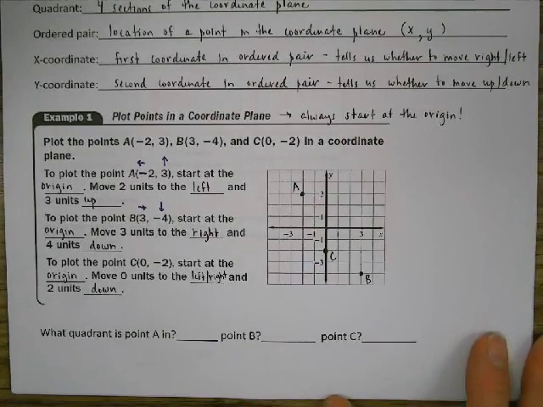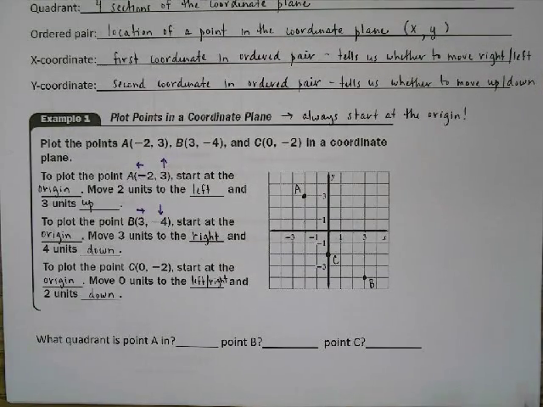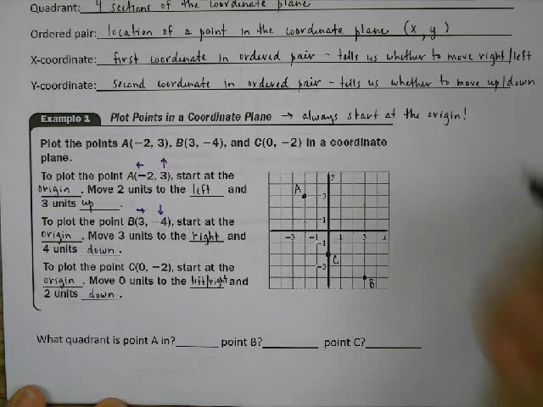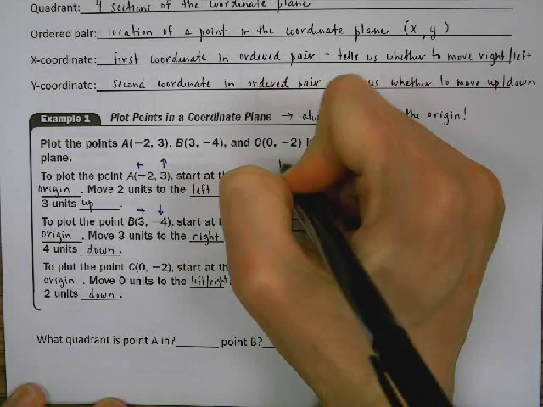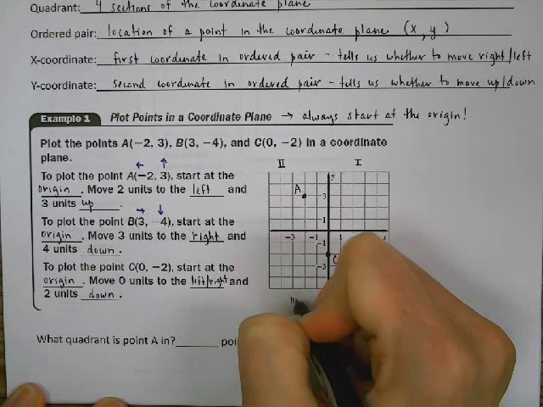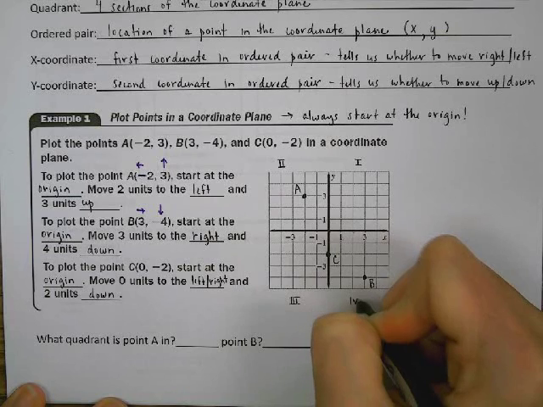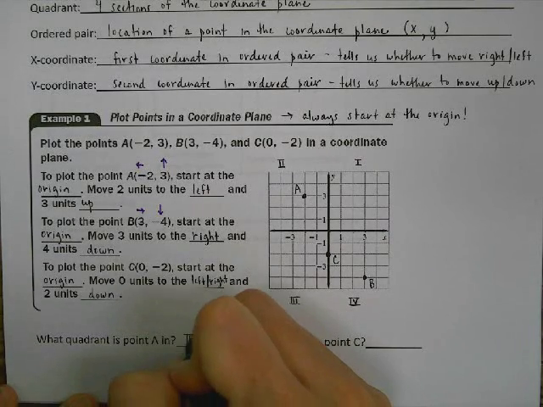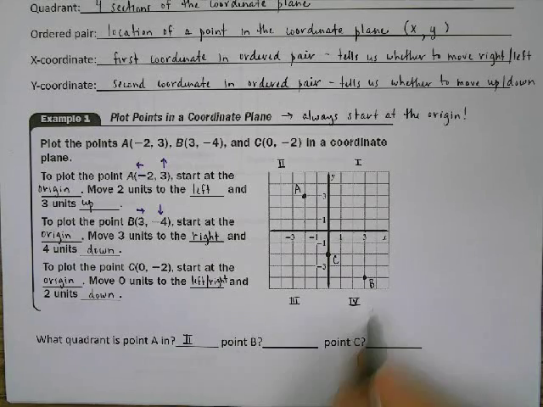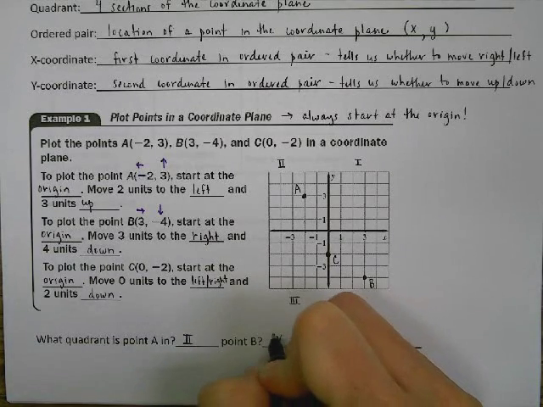Now there's a couple questions down here asking us what quadrant these points are in. So we have to remember, back up to the top, remember we said to label our quadrants. We start on the top right, and then we go counterclockwise. So 1, 2, 3, and 4. So point A, we can see is in quadrant 2. Point B is in quadrant 4.